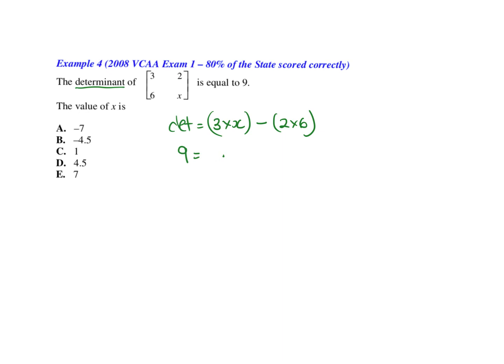And if I just change that to 3x minus 12, so I multiplied that out. Once you get something like that, you've got an equation, so it means you can use your solve function. So you can just go solve, comma, x, and x ends up being 7.